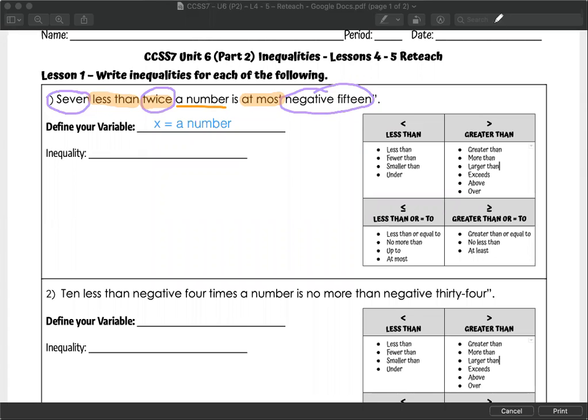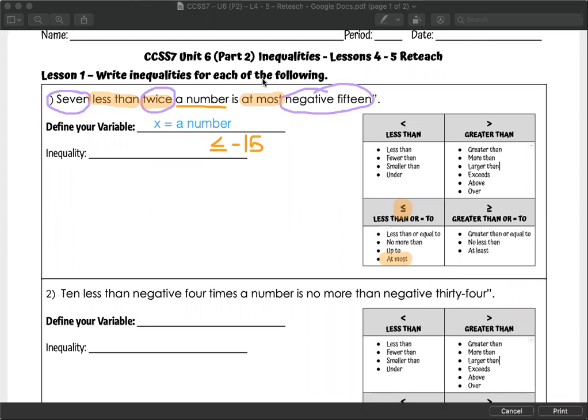So at most, when I'm looking over here, I see that at most is telling me it is less than or equal to. So I know right away that in my inequality, there's going to be a less than or equal to. So which one here is our total? It says at most negative 15. So that means that it's less than or equal to negative 15. Now let's look over here.